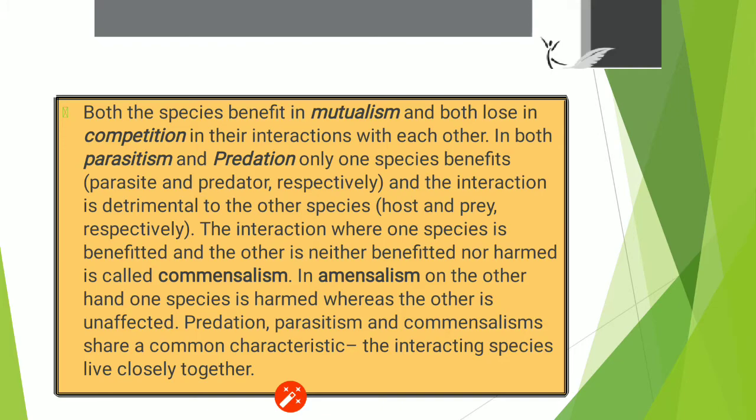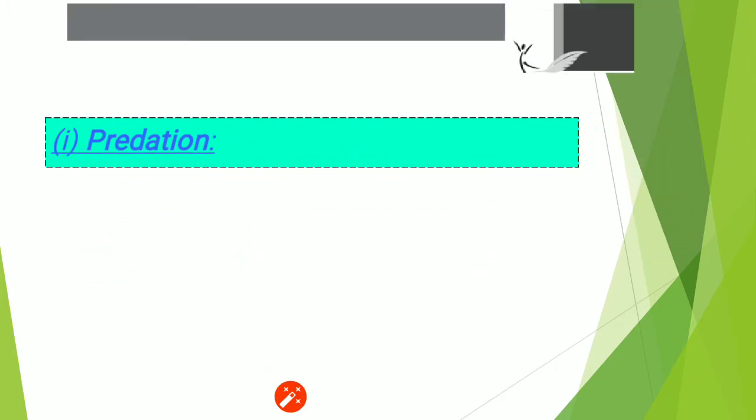The interaction where one species is benefited and the other is neither benefited nor harmed is called commensalism. In amensalism, on the other hand, one species is harmed whereas the other is unaffected. Predation, parasitism, and commensalism share a common character: the interacting species live closely together. First, we'll discuss predation.